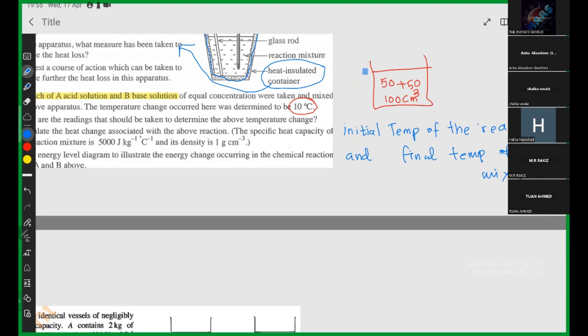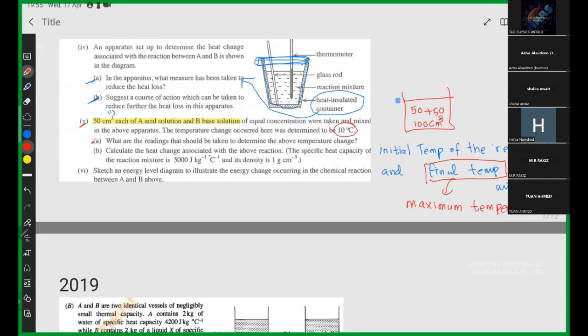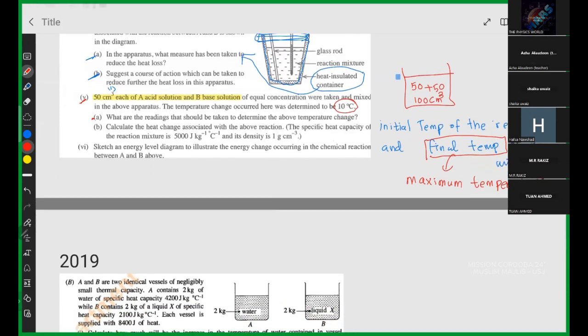But the problem is, when I was looking at the marking scheme, they have mentioned that when you have written final temperature, marks is not given. Instead of that, they wanted you to write maximum temperature. Because when you mix it and the reaction is proceeding, it will reach a maximum temperature, and after that, the temperature can come down. Therefore, it's better to write maximum temperature.